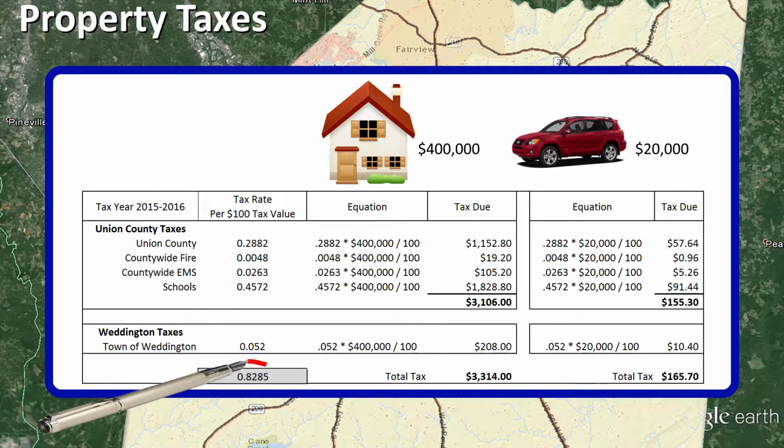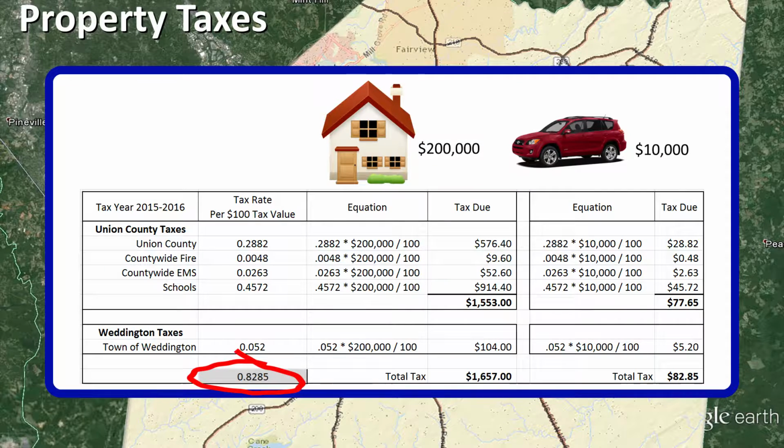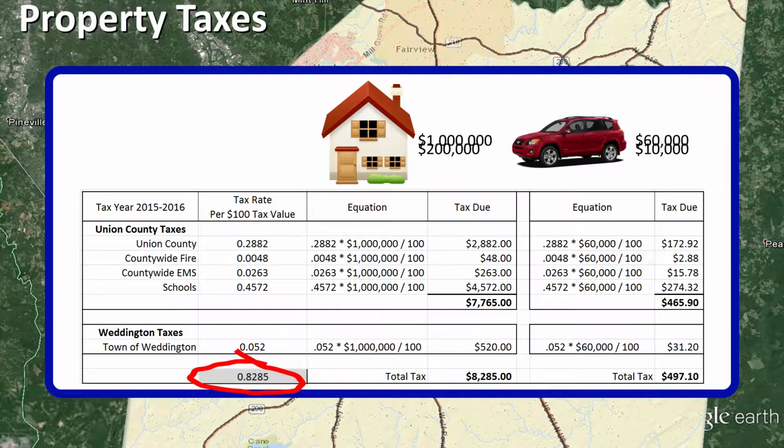Then, based on your tax district, you'll pay an additional tax. For Weddington residents, this is $0.052 per $100 of value, making your total property tax an aggregate of $0.8285, or said another way, 82.85 cents per $100 of tax value. If your property value is $200,000 and automobile $10,000, your property taxes will be less. And likewise, if you have $1 million home and $60,000 in cars, you'll pay more. The calculations are linear.